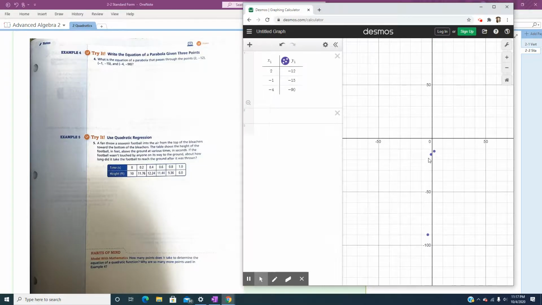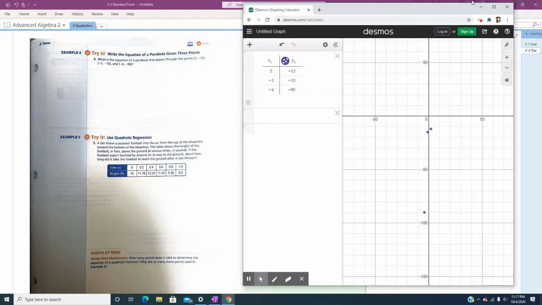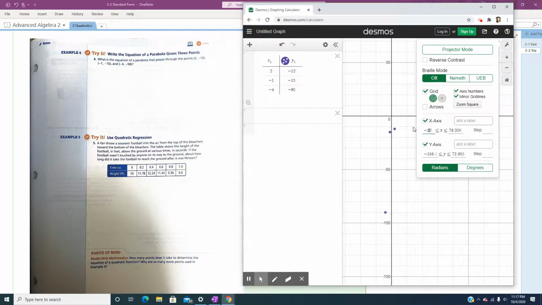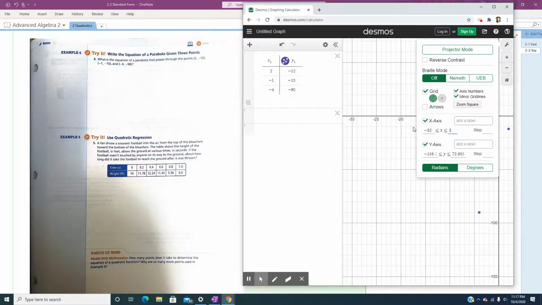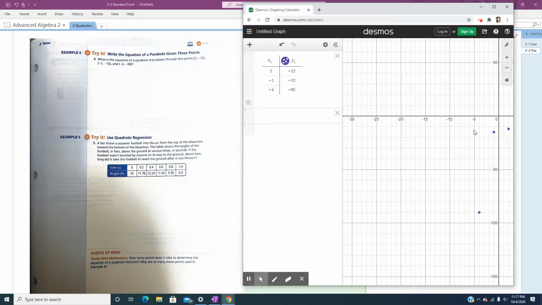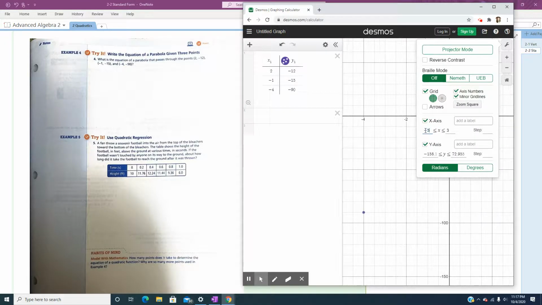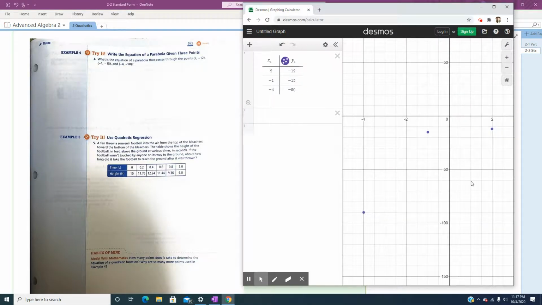So I need an equation for the parabola. If I want to change settings, maybe I want the x-axis from -3 to 3, maybe -5 to 3. Must have typed in 2. There we go. Now I can see my points a little bit better. So those are the points graphed.